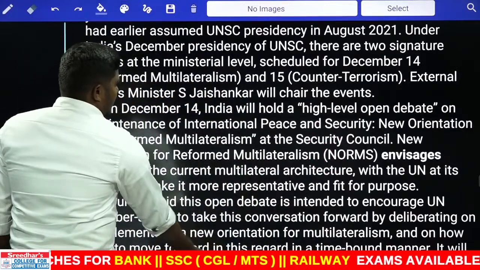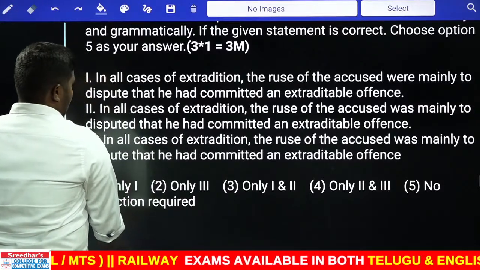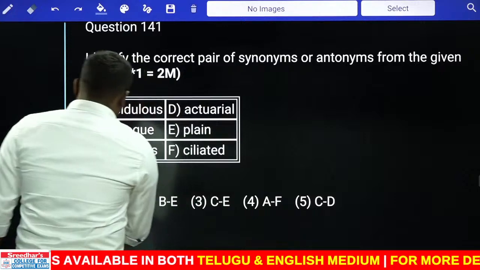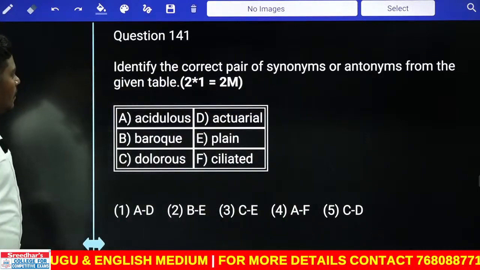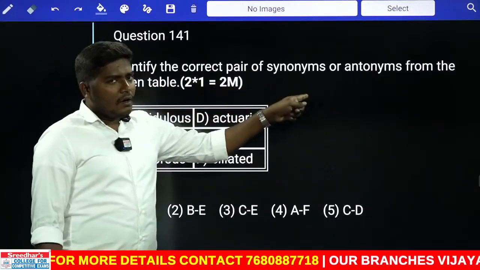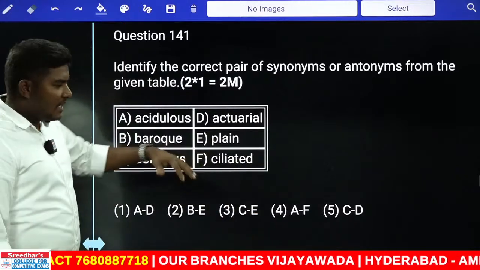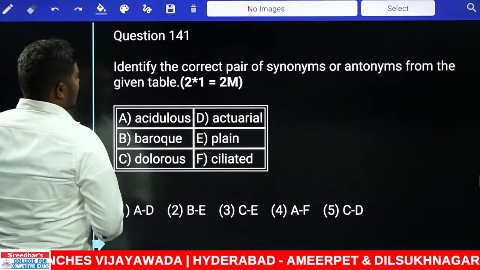That is RC. We are skipping that. We have a question on vocabulary. You need to pick the pair of either synonyms or antonyms. We have the pairs here. The pair should be either synonyms or antonyms. Anything is possible. Look at the first one. What is the first one?